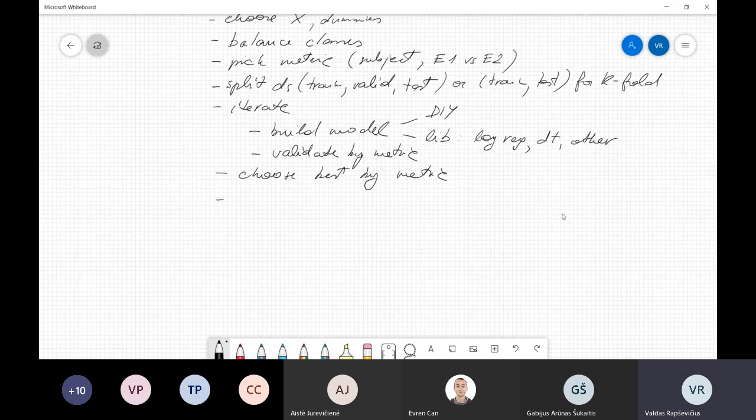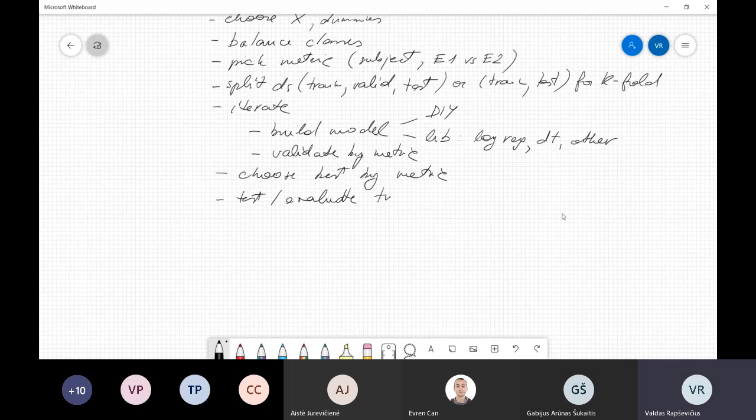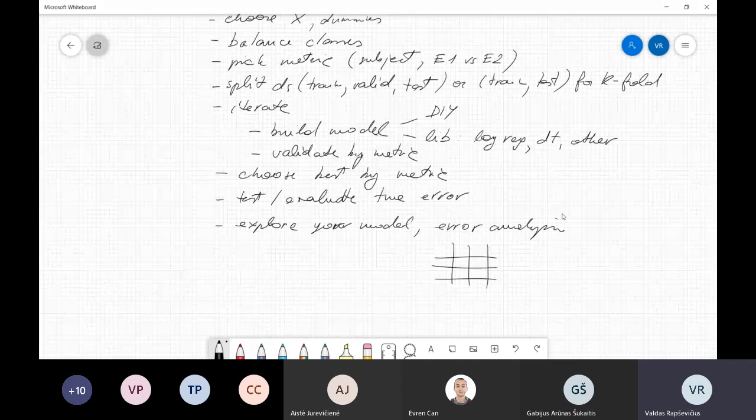Now, after you've chosen your best model based on validation metric calculated, now you basically test, evaluate your true error. All right, you find out how your model is actually behaving on the test data set, right? And now a final one, just explore your model, do some error analysis. So basically, error analysis is looking into the confusion matrix, right? Finding out errors, right? Errors.